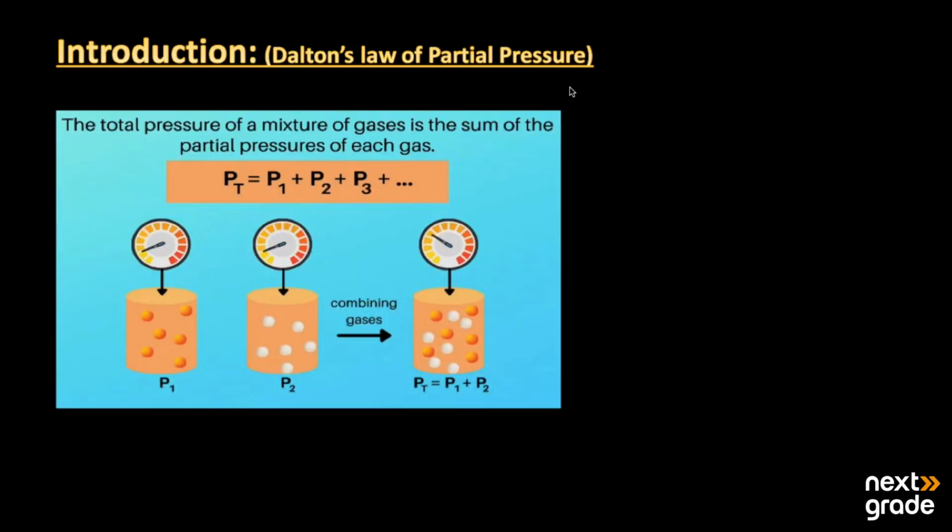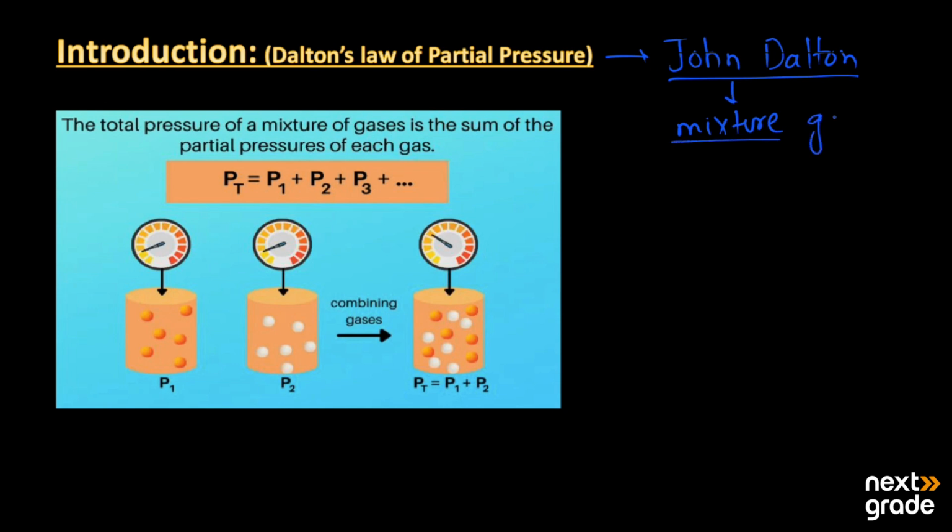So, in our today's lesson, we will discuss Dalton's law of partial pressure. Basically, that law was proposed by John Dalton, and John Dalton studied the mixture of gases, and he put forward this law about the gases and their pressure.